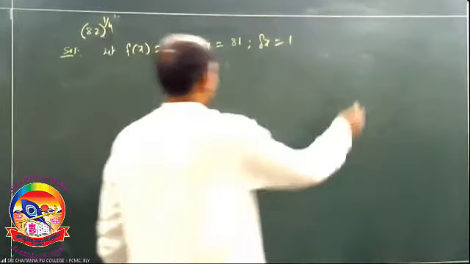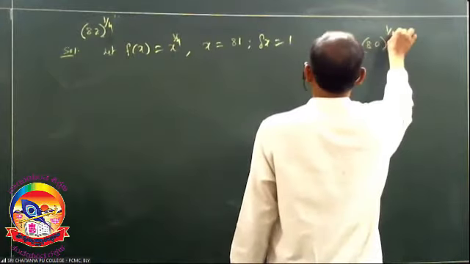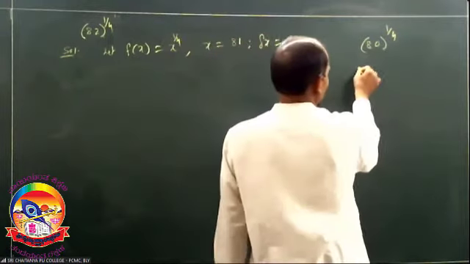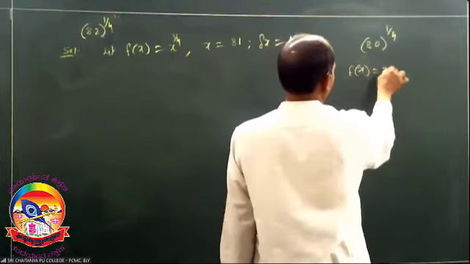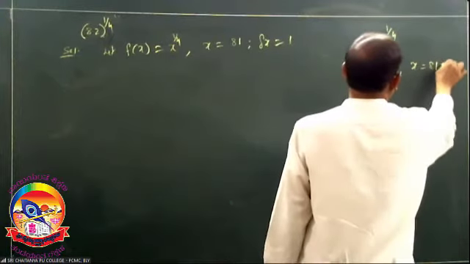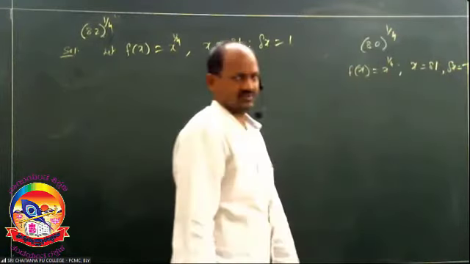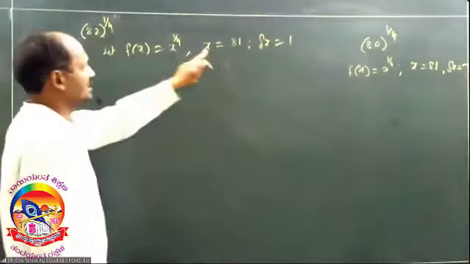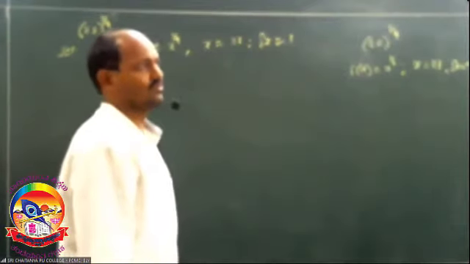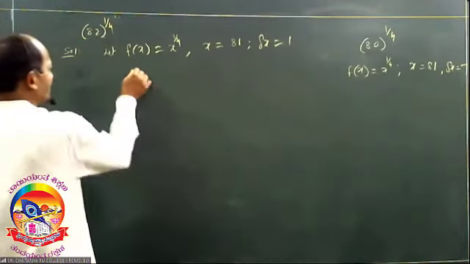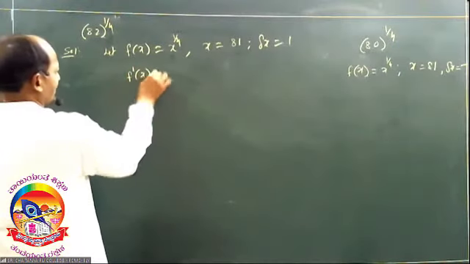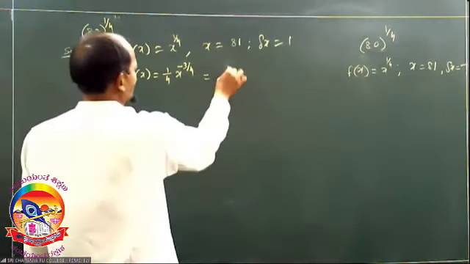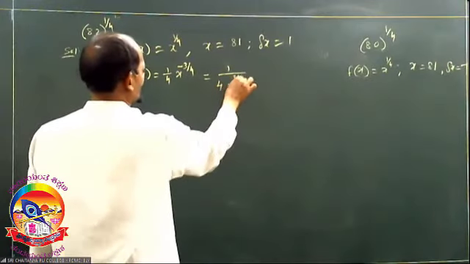In case it is 80 power 1 by 4, that time the function f of x is x power 1 by 4, x value 81, delta x value minus 1. 81 minus 1 is 80. Here it is 82, so x equal to 81 and delta x is equal to plus 1. Then find its derivative, f dash of x is 1 by 4 x power minus 3 by 4, that is 1 divided by 4 x power 3 by 4.